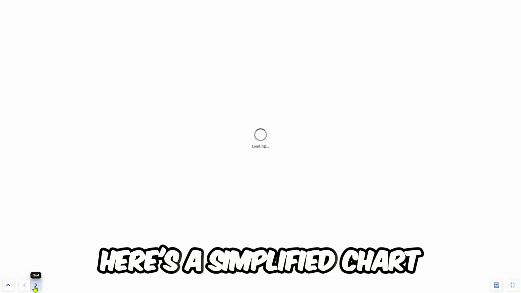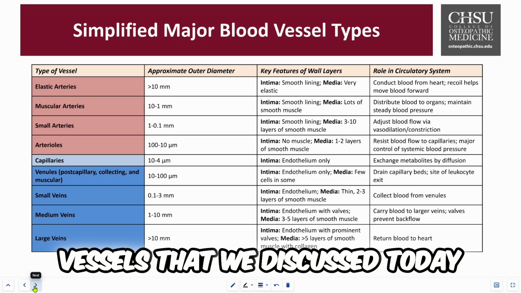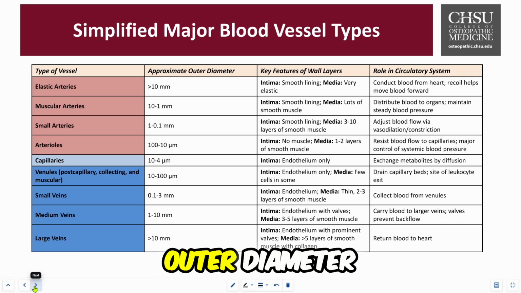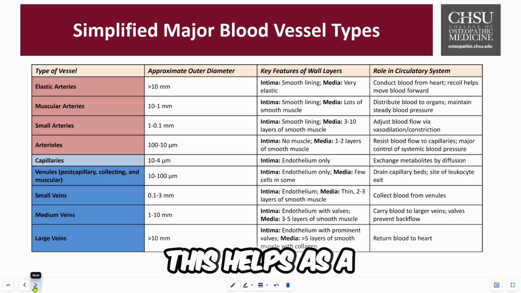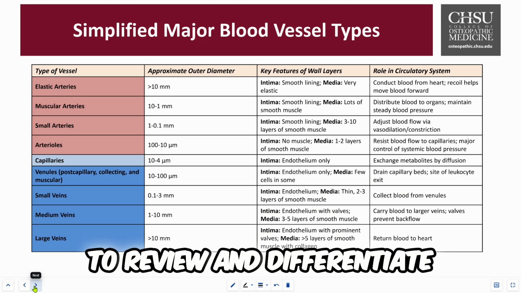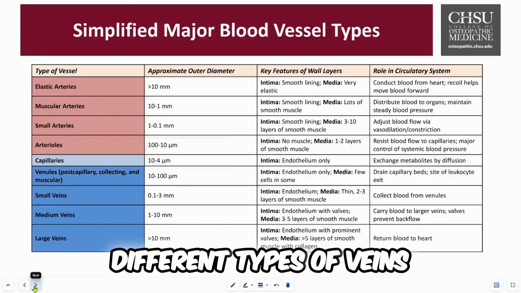And last but not least, here's a simplified chart table that goes over the key major blood vessels that we discussed today. For each type, it lists the approximate outer diameter, the key features of each wall layer, and their role in the circulatory system. This helps as a study guide for you to review and differentiate between the elastic arteries, muscular arteries, arterioles, capillaries, and of course the different types of veins.